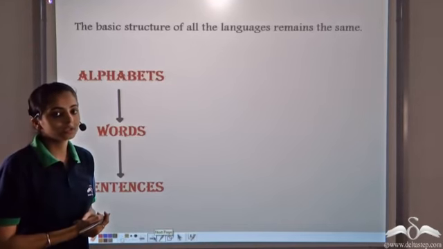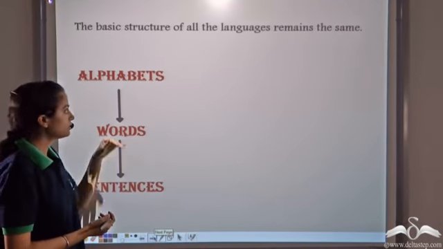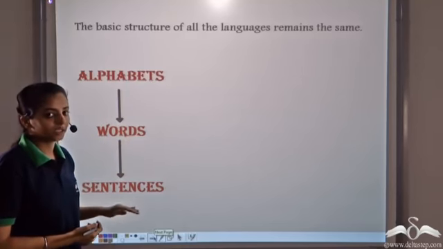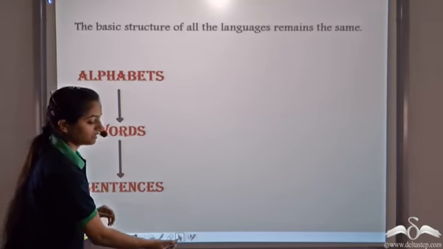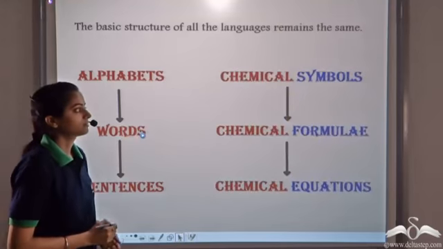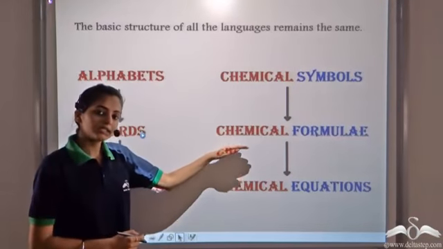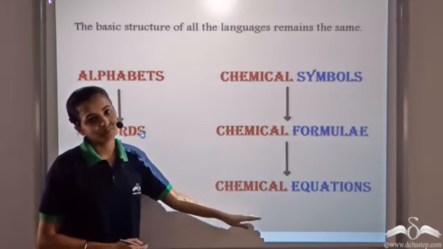So like all languages, they have the basic structure, alphabets combined to give words, and the words combined to give sentences. Similarly, in the language of chemistry, the chemical symbols combine to give the chemical formulae, and these chemical formulae combine to give the chemical equations.